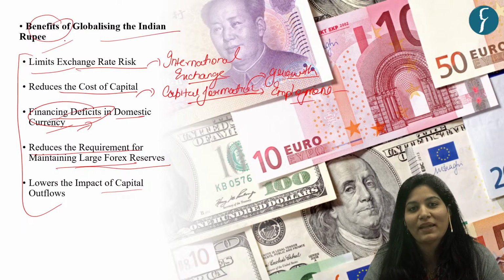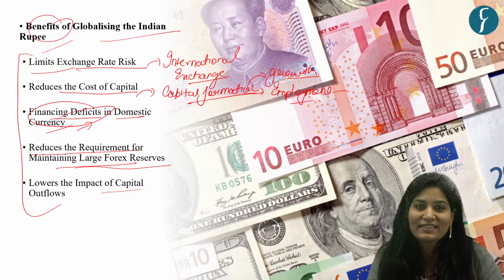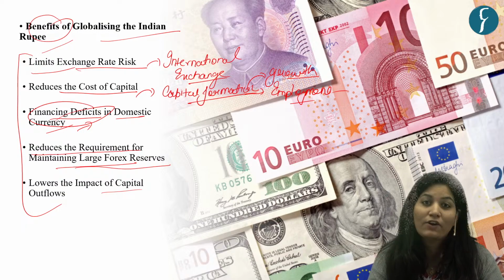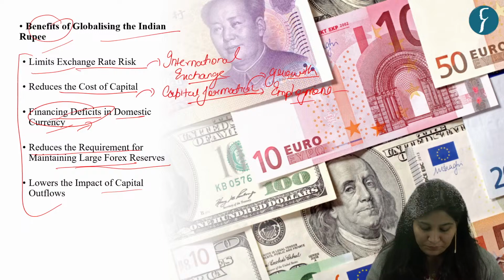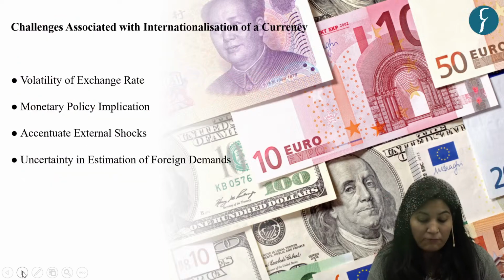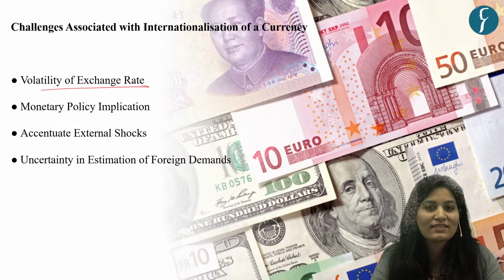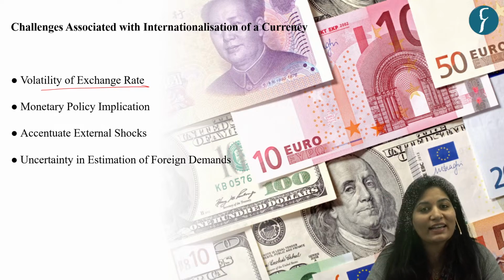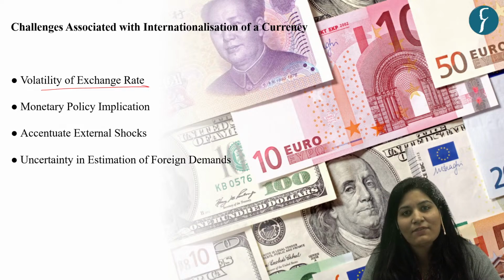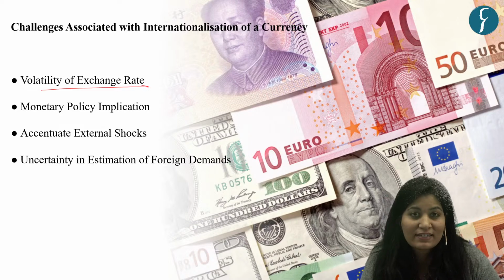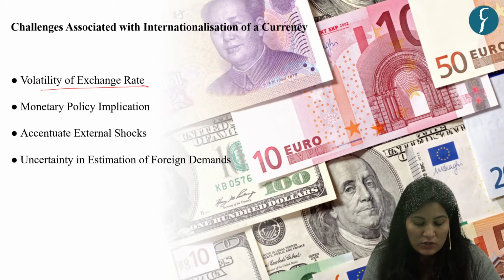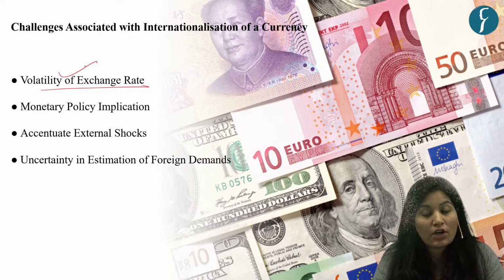Now we have seen the merits. Now let's see a few demerits associated with globalizing the Indian rupee. First is volatility of exchange rate. Because now your currency is globally connected, the currency value might fluctuate. So there is the issue of volatility of exchange rate.